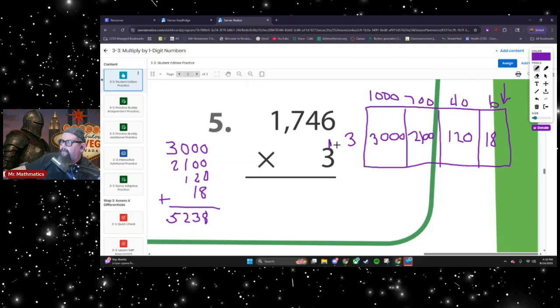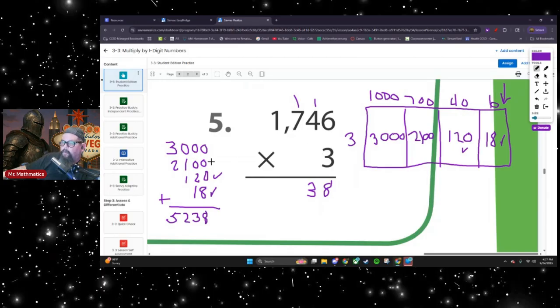3 times 6 is 18. There's our 18. Check, check. 3 times 4 is actually 3 times 40. 3 times 4 is 12. Plus 1 is 13. Which there's our 120. 3 times 40 is 120. There's our 120. Check, check. Plus our 1 from the 18 gives us 130.